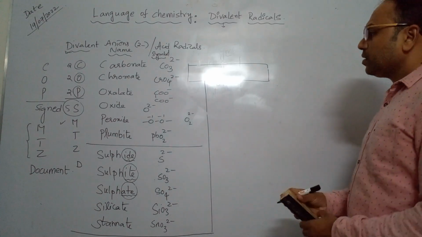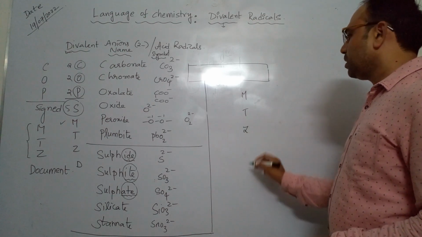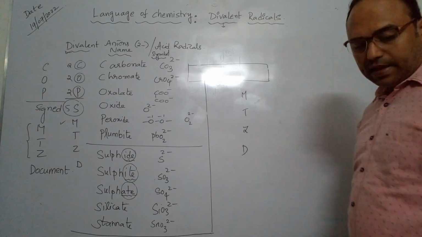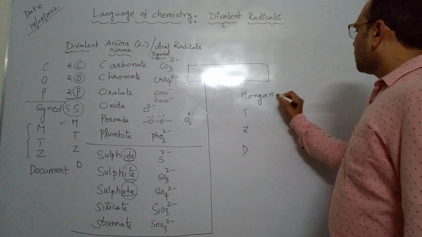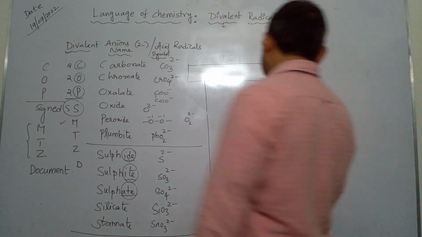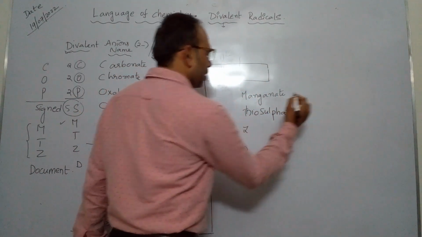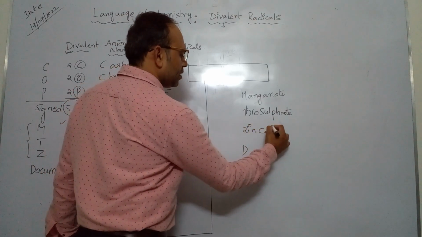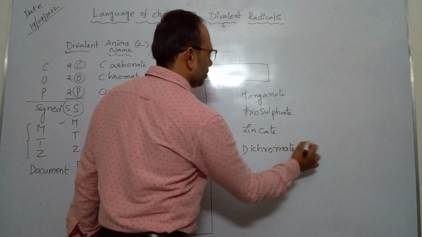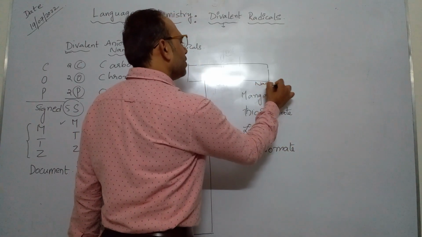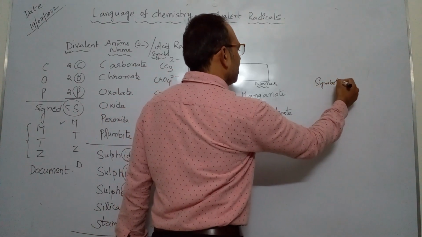After this, what are the anions we have? That is M, T, Z and D. Now what is M? M is manganate, T is thiosulfate, Z is zincate, D is dichromate. So these are the names of the anions, and what are the symbols here?